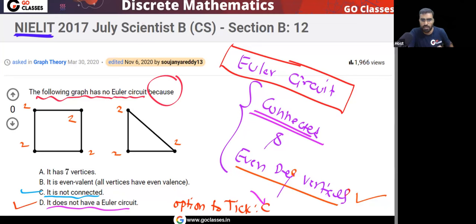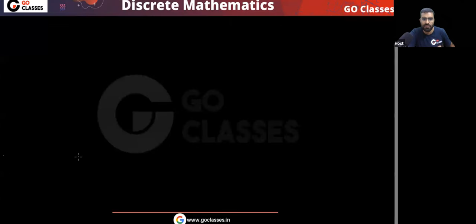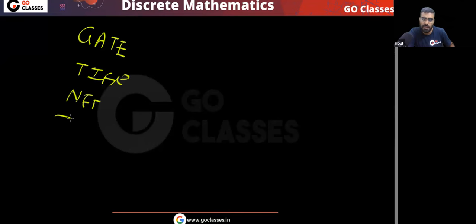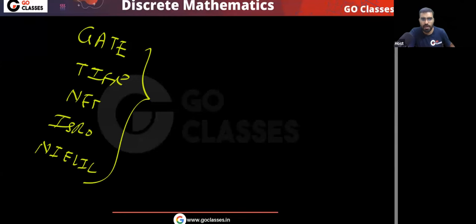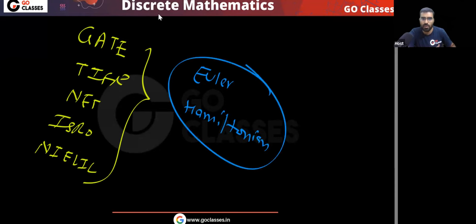So I hope all these points are clear. Every question we have seen, every GATE question, every TIFR question, every NET question, UGC NET question, ISRO question, NIELIT questions. Are you comfortable with Euler circuit, Euler path, Hamiltonian cycle, Hamiltonian path? What is a Hamiltonian graph? What is an Euler graph? Are you comfortable with these two topics, Euler and Hamiltonian? Please let me know. Okay, very good.